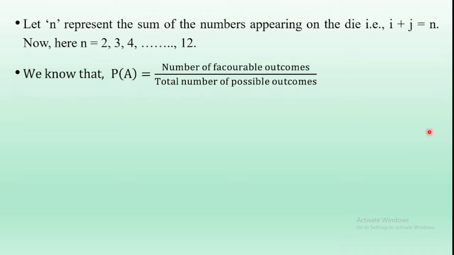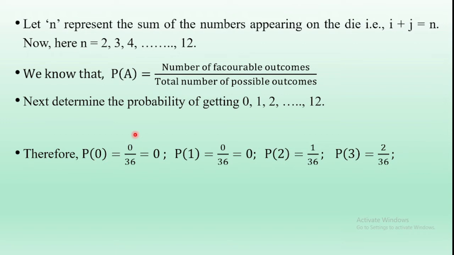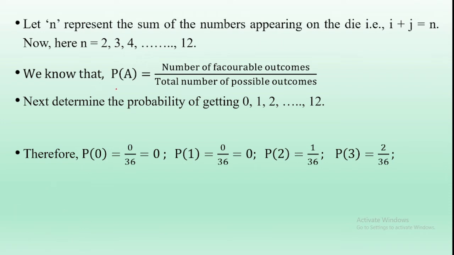Next, find the values of the probability. We know the definition of the probability of an event: probability of A is equal to the number of favorable outcomes divided by the total number of possible outcomes. So we find the probability values of 0, probability of 1, probability of 2, and so on up to probability of 12.